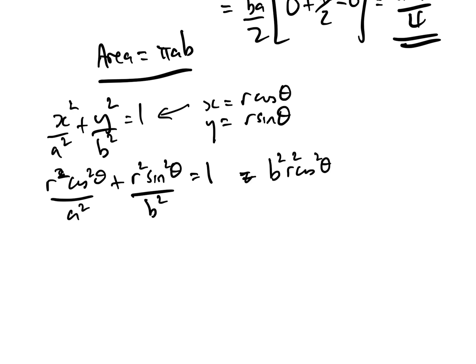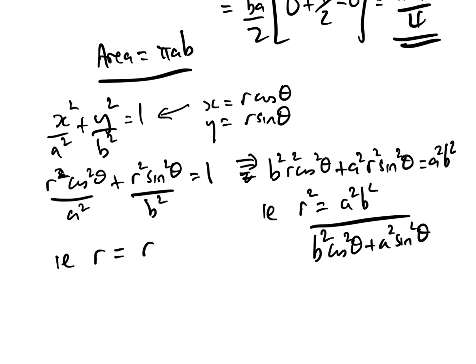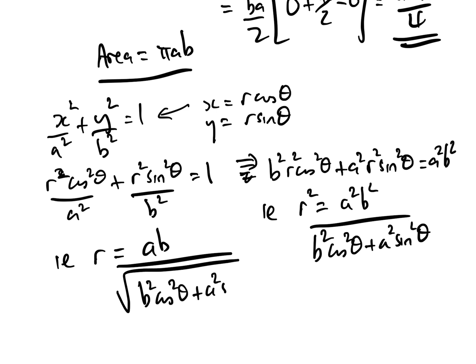So that's b squared r squared cos squared theta add a squared r squared sine squared theta equals a squared b squared, i.e. r squared equals a squared b squared over b squared cos squared theta add a squared sine squared theta, i.e. r, finally, equals ab over the square root of b squared cos squared theta add a squared sine squared theta.